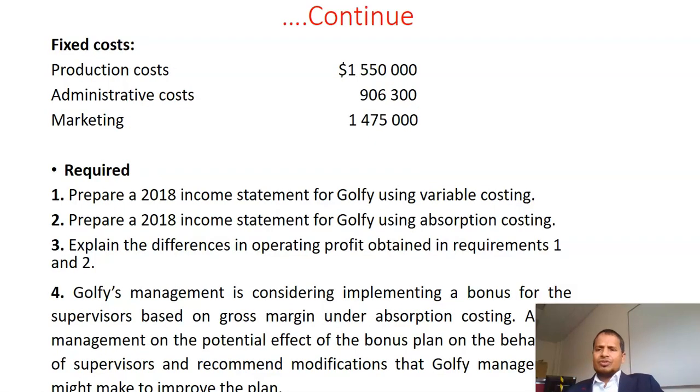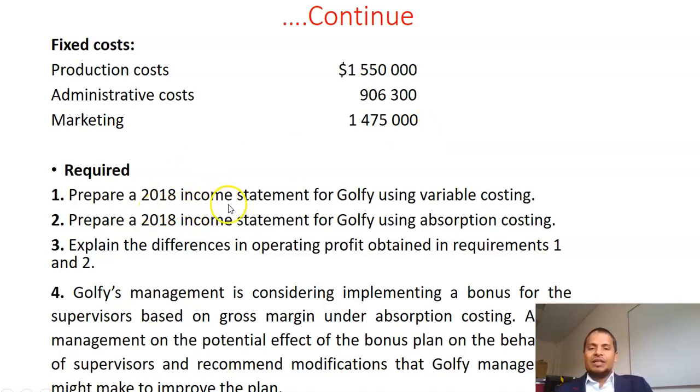And fixed costs: production fixed cost 1,550,000, administrative cost 906,300, and marketing fixed cost 1,475,000. So what are we supposed to do?